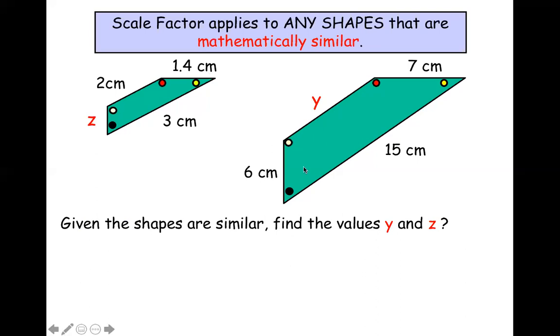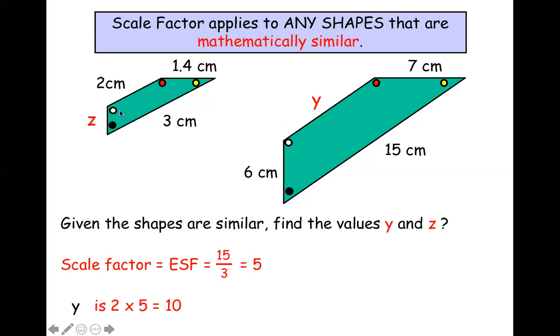Now, given that the shapes are similar, the type of question you may get asked in a National 5 exam is: find the values of y and z. To find the value of y, like I just said, we went from 3 to 15 by a factor of 5. So to find y, we just need to apply that same scale factor to that length here, which is 2. So 2 times 5, then y equals 10. The scale factor is 15 divided by 3, which is what we found, 5. So y is just 2 times 5, which is 10.